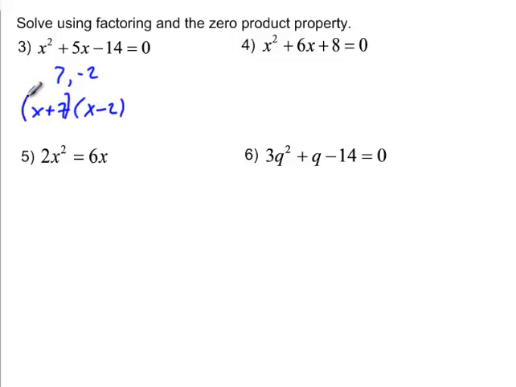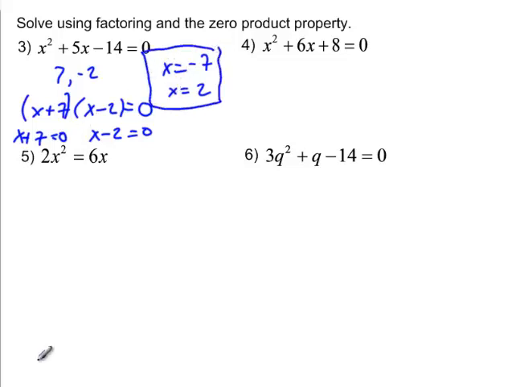Not doing anything you haven't done already. Now here's the new part. What makes this 0? Here's A, here's B. So x plus 7 equals 0, so x is negative 7. And x minus 2 equals 0, so x is positive 2. x equals negative 7, x equals positive 2. 2 answers.